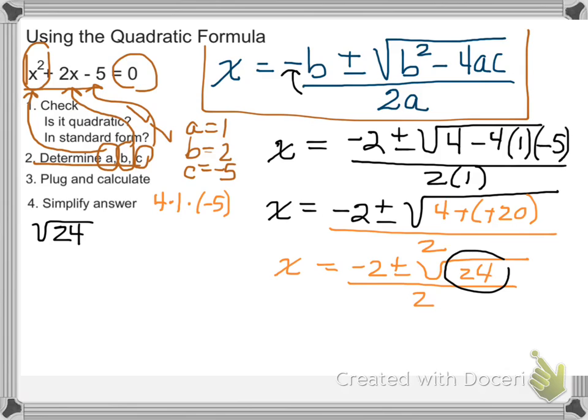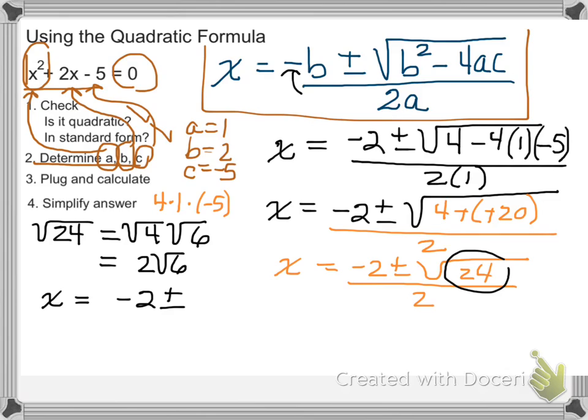What we can do, though, is we can figure out if there's any factor in there which is a perfect square, and there is. So 24 is actually the same as 4 times 6. Square root of 24 is the same as the square root of 4 times the square root of 6, and 4 is a perfect square. So if we take the square root of 4, we get 2 times the square root of 6. Now let's rewrite our formula again. So we have -2 plus or minus, and now instead of the square root of 24, we're going to write 2 times the square root of 6 because we've simplified that radical.